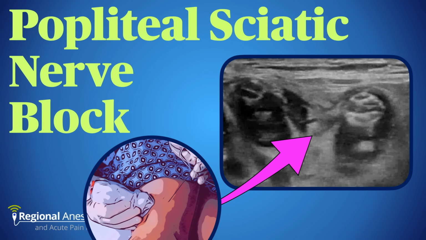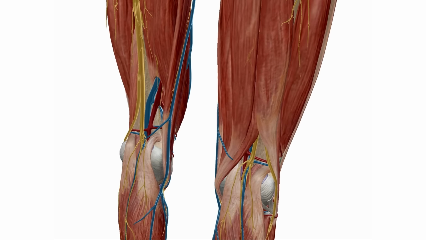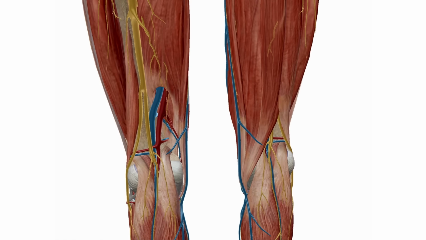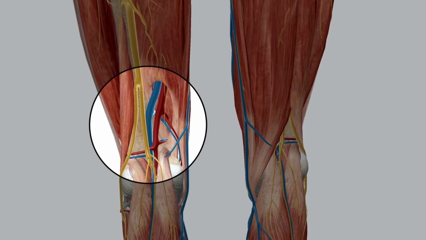The popliteal sciatic nerve block is one of the most common blocks performed on the lower limb. It provides excellent coverage of the calf, foot, and ankle and is a solid member of the Plan A block team. The sciatic nerve originates from the lumbosacral plexus and travels down the posterior thigh deep to the hamstring muscles.